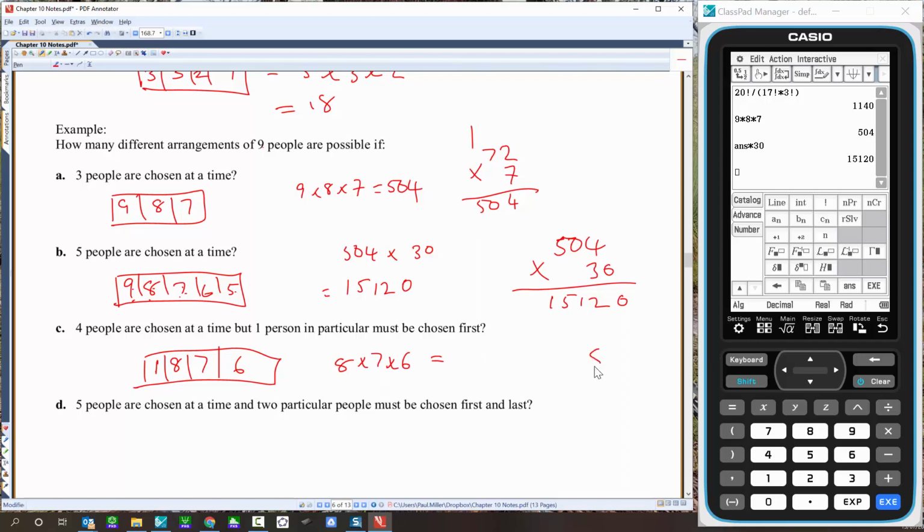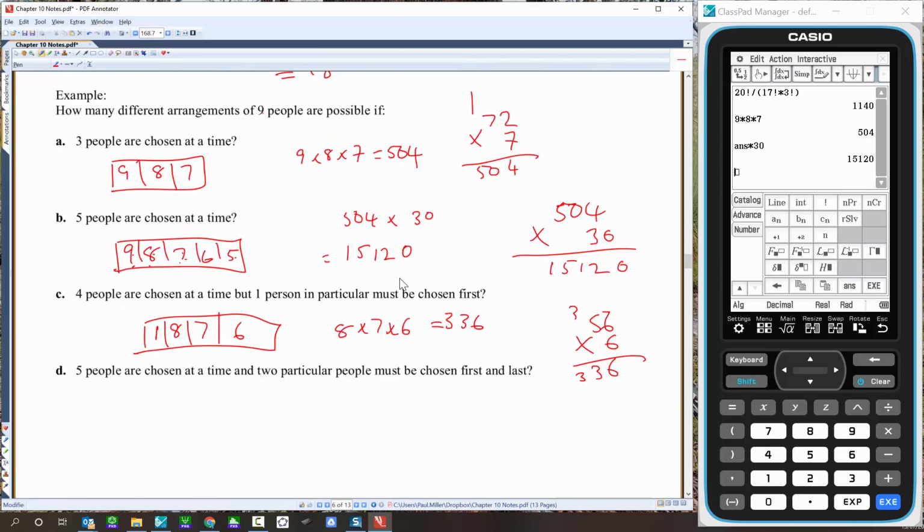7 8s are 56. I think I did this one before. I think it's 336. 6, 3, 336. You'll notice some of these numbers come up. So the more you get into this unit, you'll be like, oh yeah, 336. That always comes up. Okay, 5 people are chosen at a time, and 2 particular people must be chosen first and last.